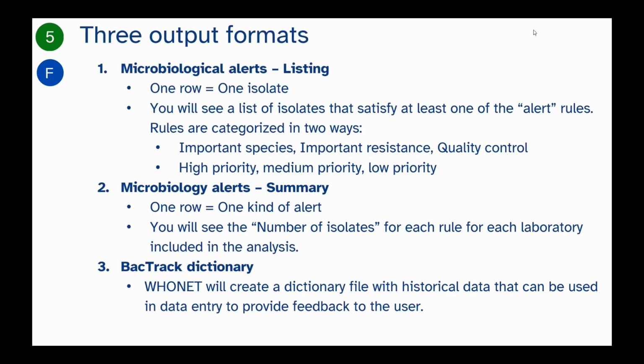So in the listing, one row is one isolate, and you will see a list of isolates that satisfy at least one of the alert rules. As we discussed earlier, rules can be categorized as important species, important resistance, or quality control. They can also be categorized as high priority, medium priority, or low priority. This is followed by a summary, and you will see the number of isolates with each kind of alert. If you have many laboratories, there will be one column for each laboratory.